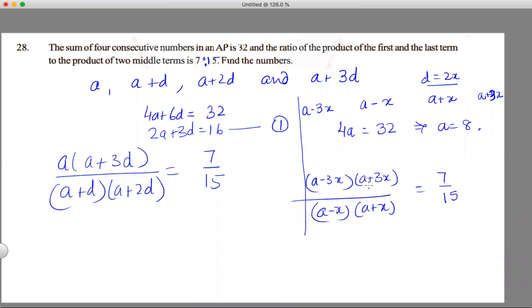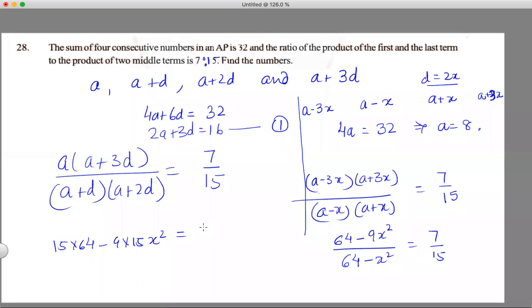So a square minus 9x square will be, okay? And a is 8, so 64 minus 9x square. And below, what will it be? a square which is 64 minus x square is equal to 7 by 15. Okay, 15 into 64 minus 9 into 15 x square is equal to 7 into 64 minus 7x square.